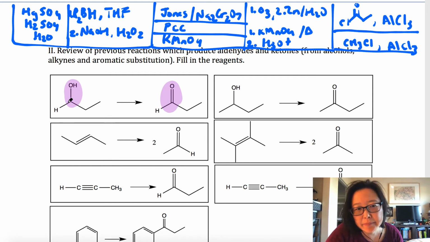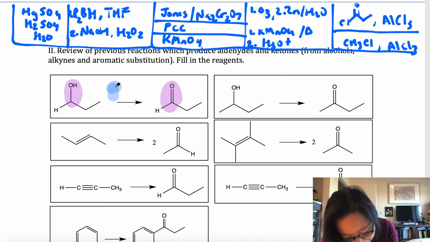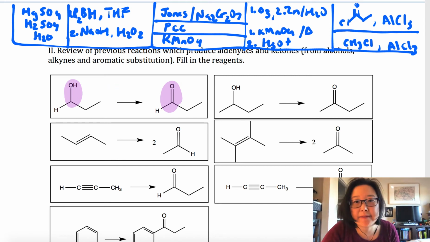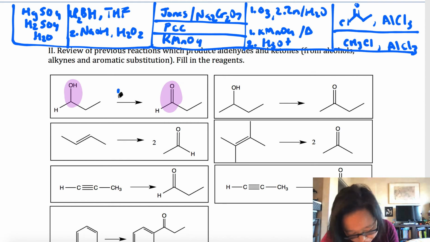I've got a primary alcohol going to an aldehyde. I don't want it all the way oxidized to a carboxylic acid, so I don't want the stronger reagents. I don't want the Jones reagent or dichromate or permanganate. They're too strong. They would take this all the way to carboxylic acid. So I will use the more mild pyridinium chlorochromate, which is PCC. So hopefully you recognize that one.